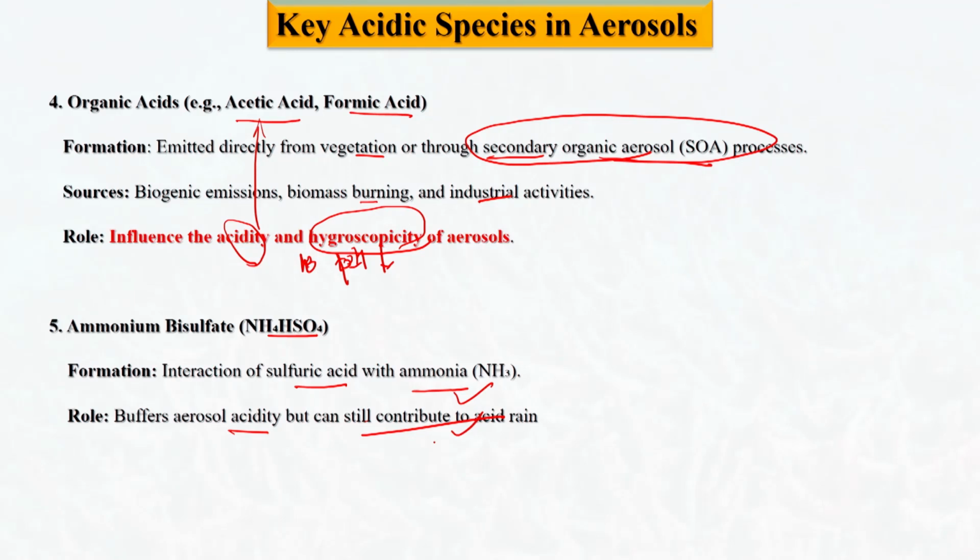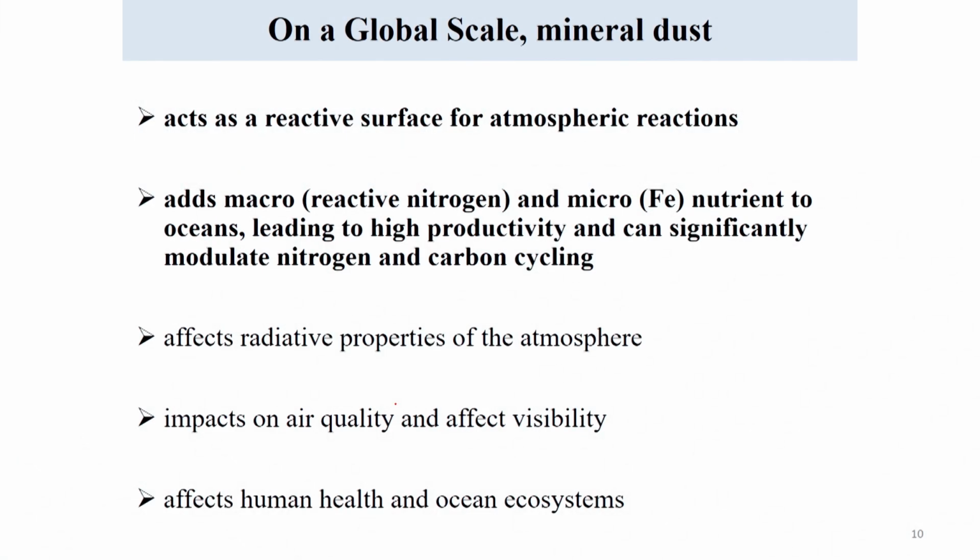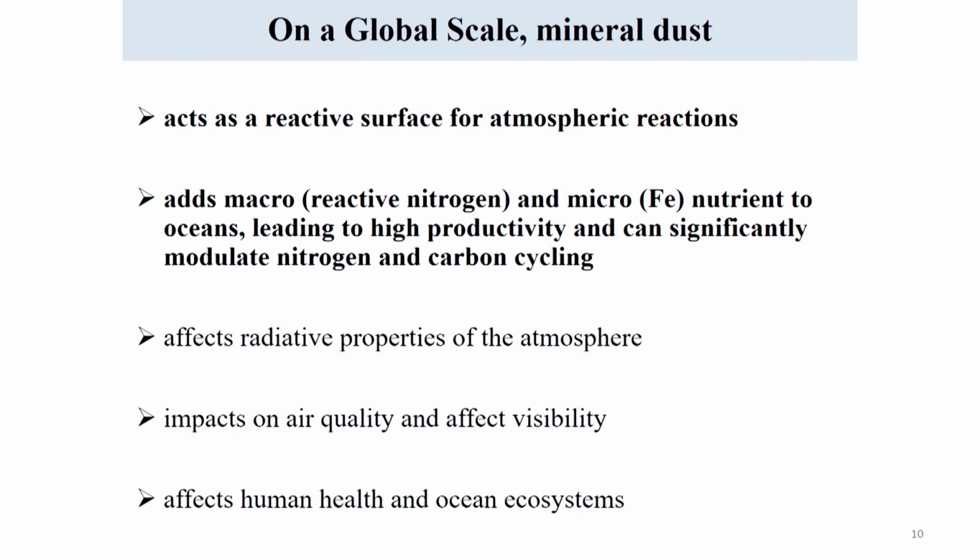So this is a very important source: this sulfuric acid will be produced and will contribute to acidic rain. Let me just give you now.